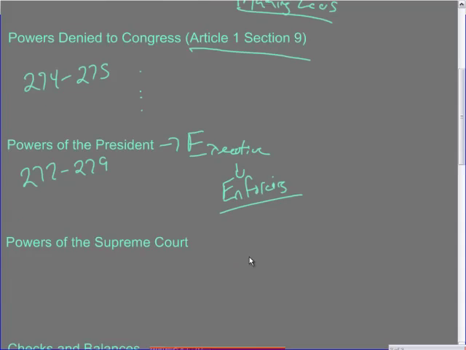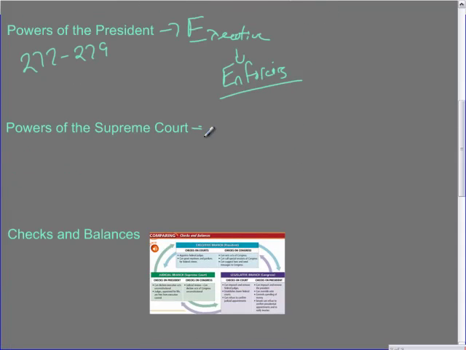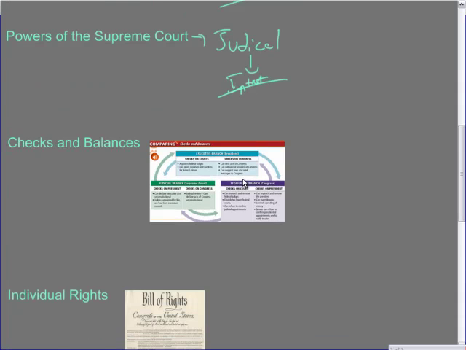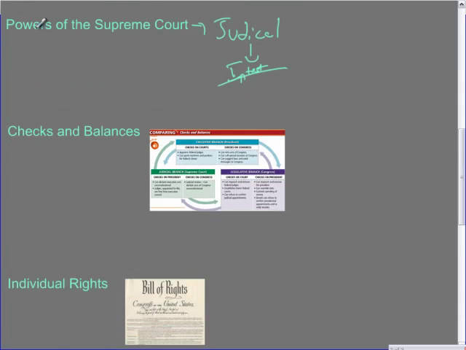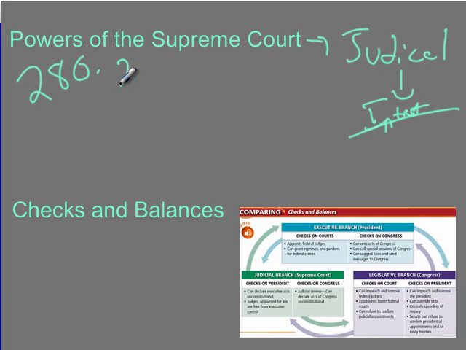Moving on to powers of the Supreme Court. When we look at the powers of the Supreme Court, you're looking at, of course, the judges, so the judicial branch, and they are interpreting the laws. Another thing you need to think about is that interpret means to decide what they mean or decide if they're unconstitutional or not, and that's the Supreme Court's responsibility. You see how all of these powers work together in the next principle of the Constitution, which would be checks and balances. By the way, for the Supreme Court, you're looking at page 280 through 281.